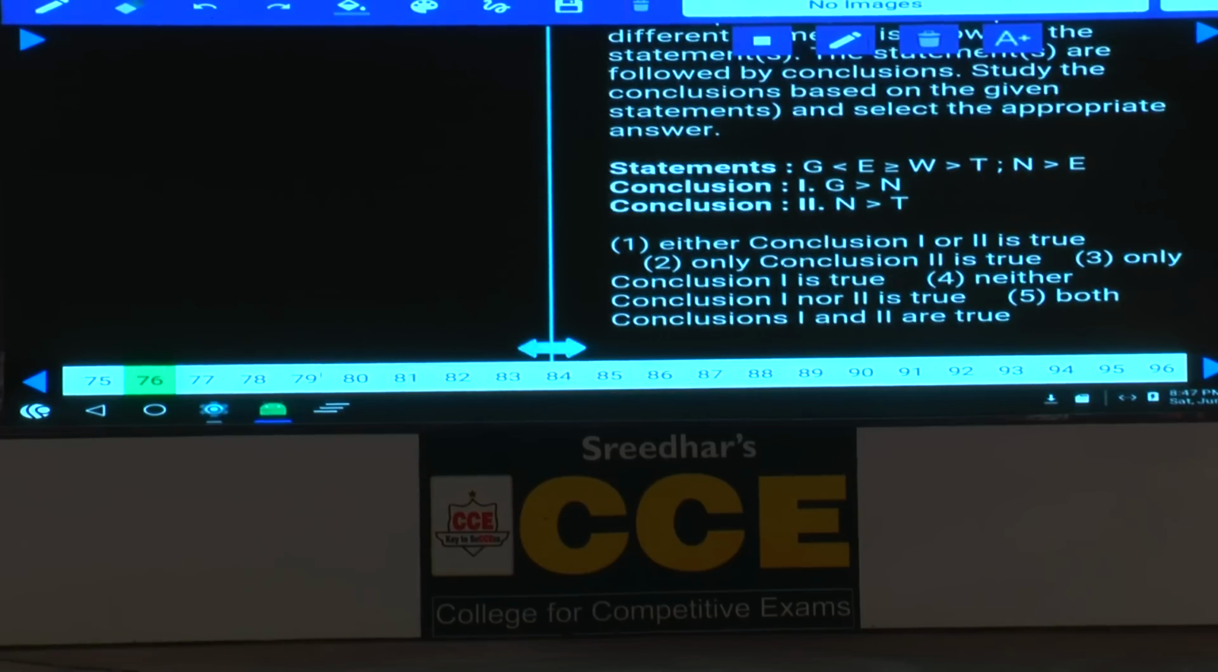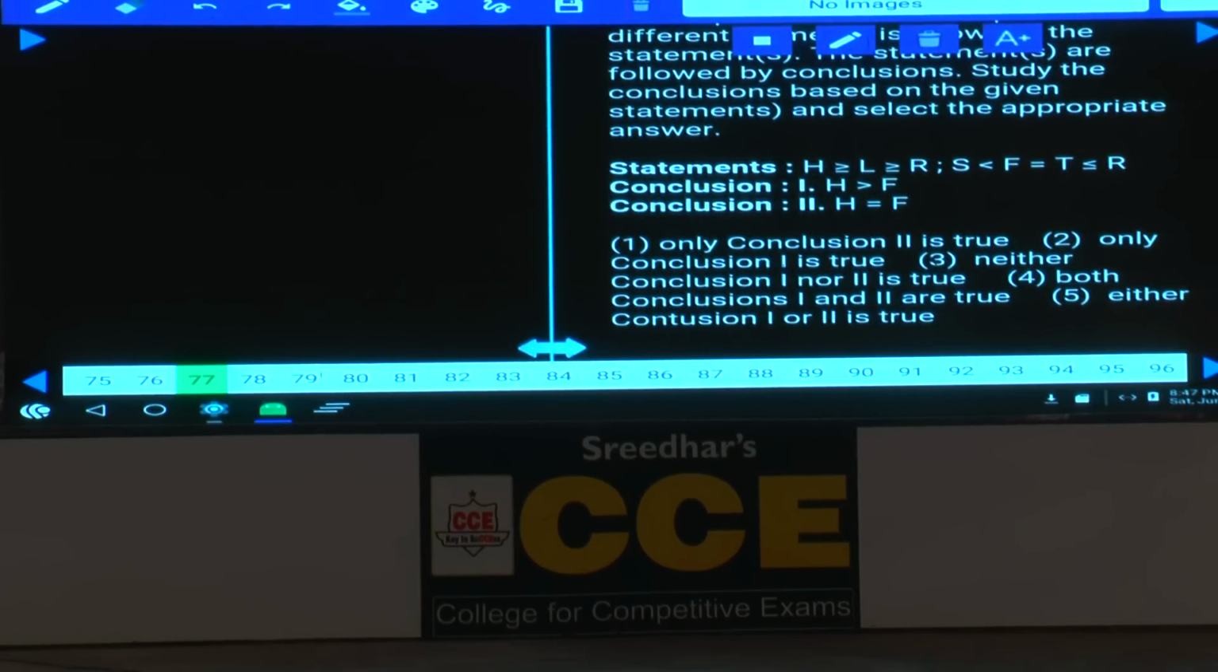Now 76 to 80, these are based on coded inequalities. The relation between G and N: G lesser than E, N greater than E means E lesser than N. Now between G and N, if you observe here, G lesser than E lesser than N, G lesser than N is 2, N greater than G is 2, but G greater than N is false. And next one, N and T. Now in this N and T, N is greater than E, and E greater than T, and N greater than T definitely true, and so only 2 follows, choice 2. Only 2, choice 2. Then question number 77.